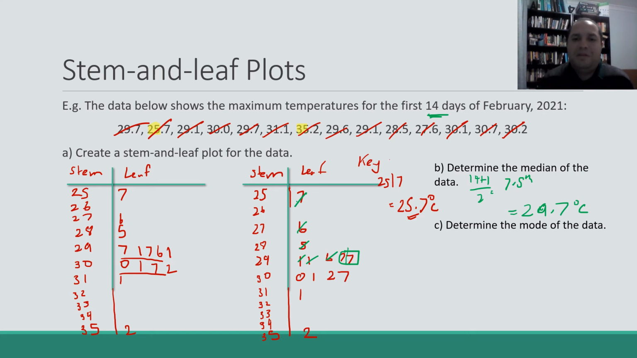Now the mode is the most common, or the number that appears the most. In this case we have 2. We have 29.1 degrees Celsius, and we also have 29.7 degrees Celsius. They both occur twice. 29.1 twice there, 29.7 twice there. And that's how we determine the mode.